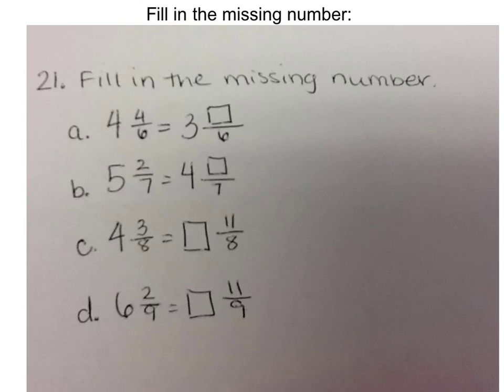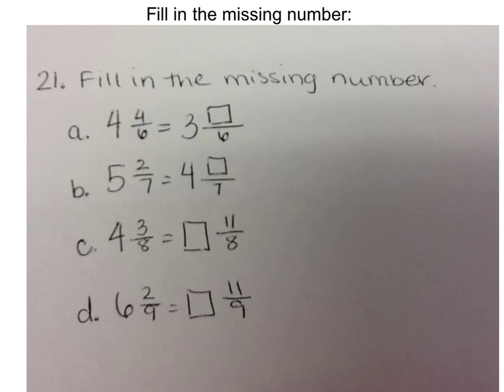In order to fill in the missing number, I need to keep in mind that I'll be renaming these fractions to be equivalent, because this equal sign means that whatever this fraction equals, this fraction must also equal. So if I start off with a 4 here, and over here I only have 3 units, I need to determine what is going to be in this box that added all together would equal 4 4/6.